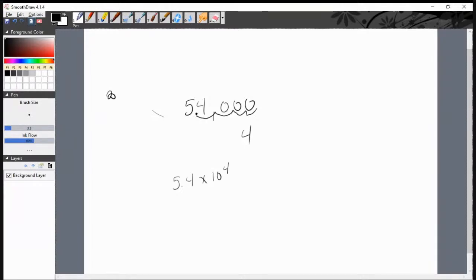That's it. And if I'm asking you for standard notation, and I'm giving you this instead, all you have to do is say, okay, it's to the power of 4. So all I need to do is take my 5.4 and move my decimal point back over 4 places, and I get 54,000. That's it. Right? Does anybody not understand that?